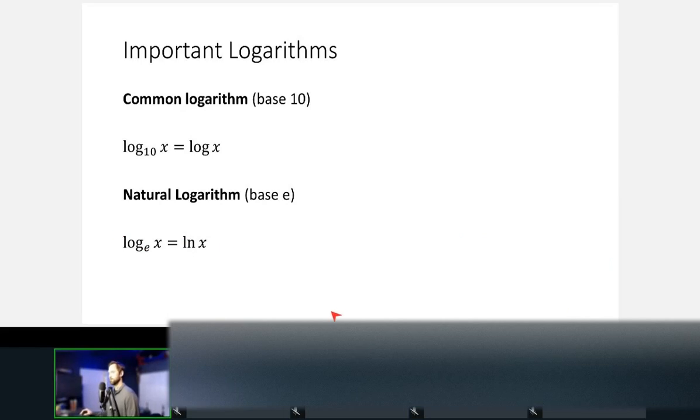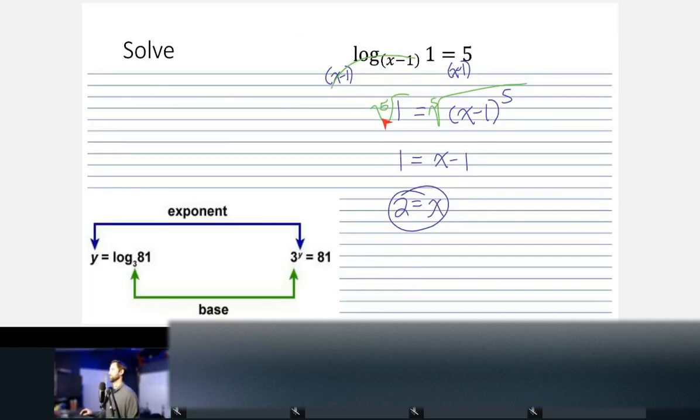So let me go back to this problem right here. All right, now I'm going to continue off.